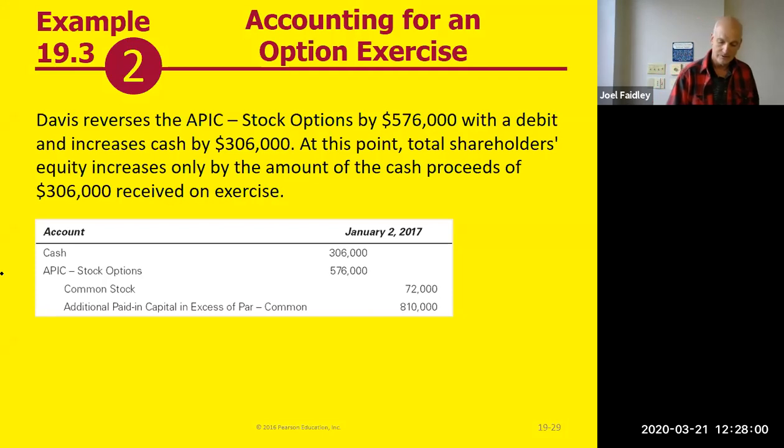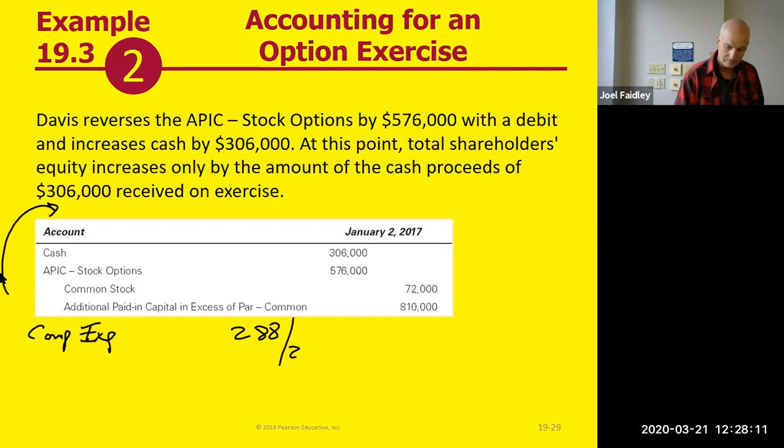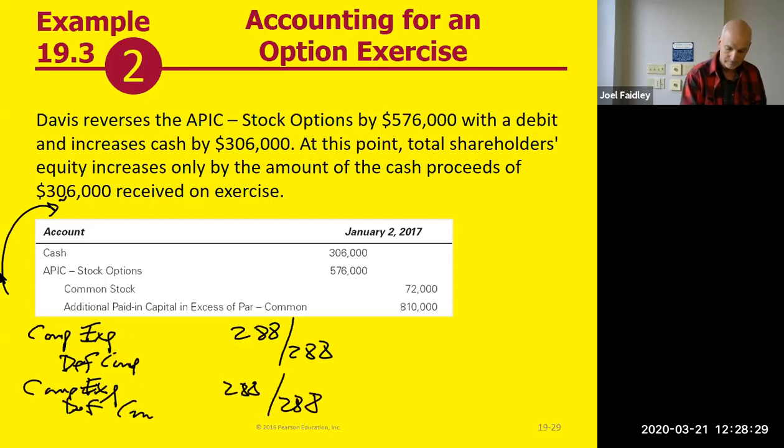288,000 was expense. So if I put that on here, this is before this. Compensation expense 288. Deferred comp. And then the second year, deferred comp. That's the assumption before this. All right, I'll make that clear. So now the 2 years have passed and they exercise these options.